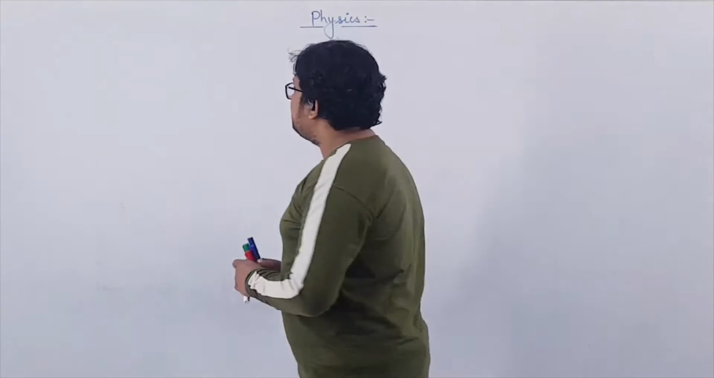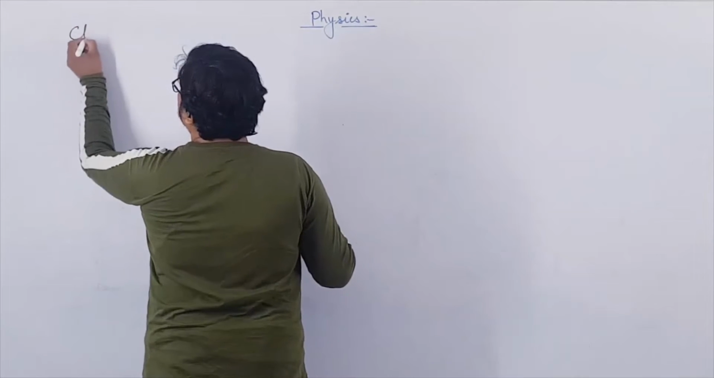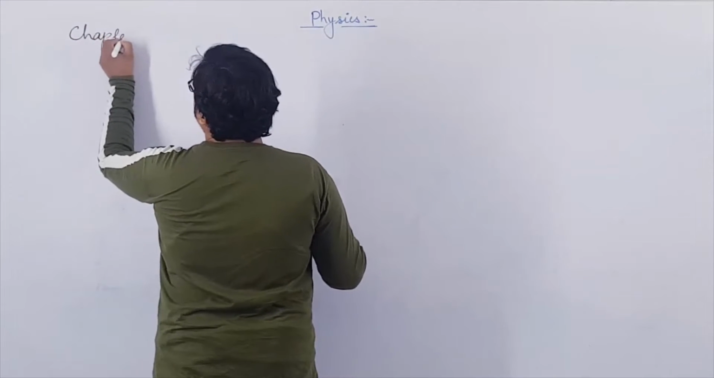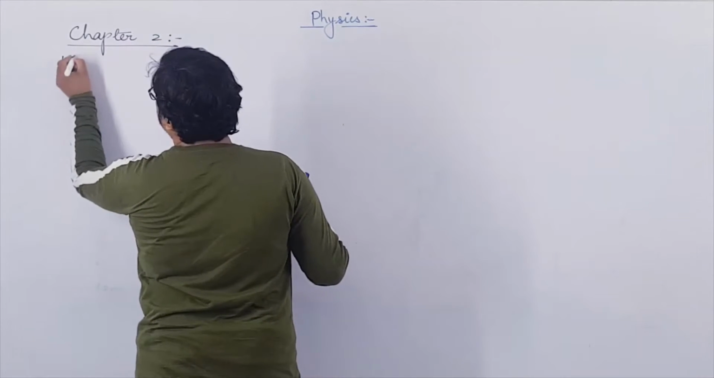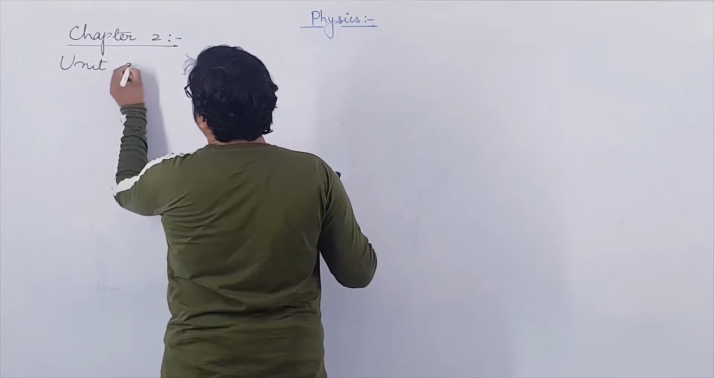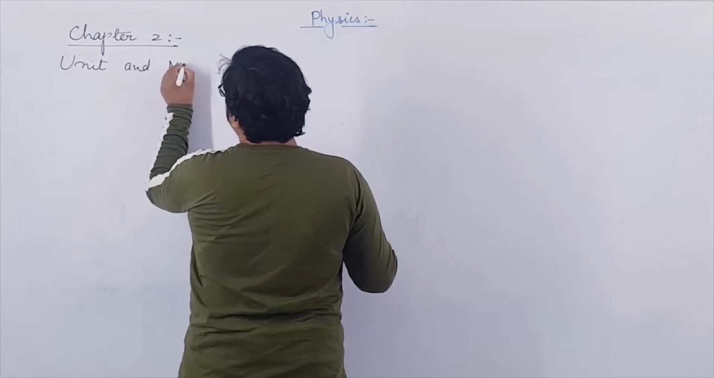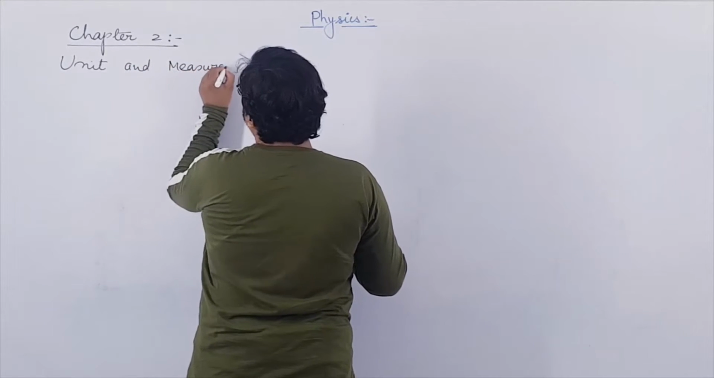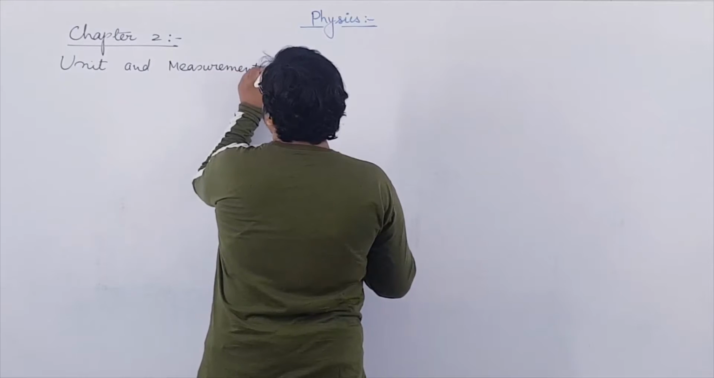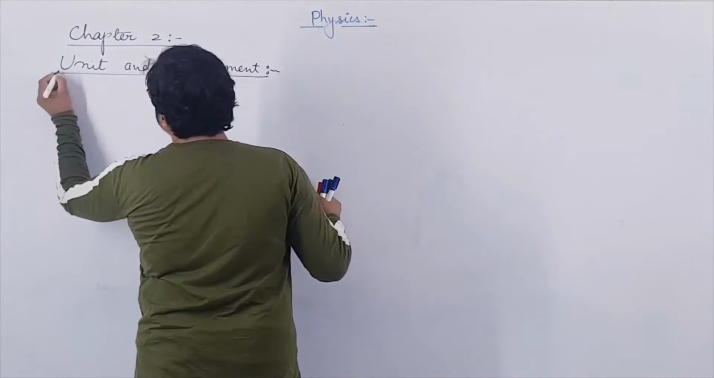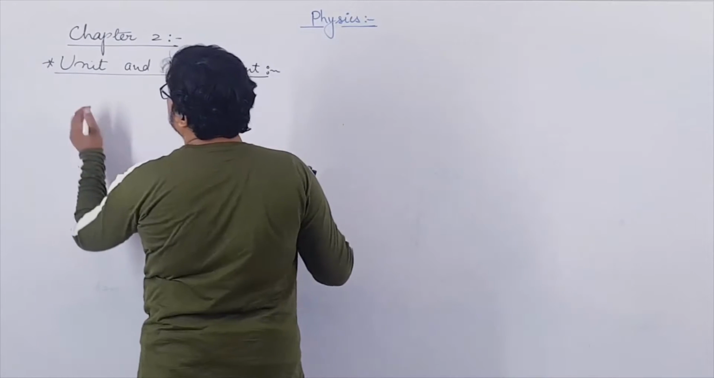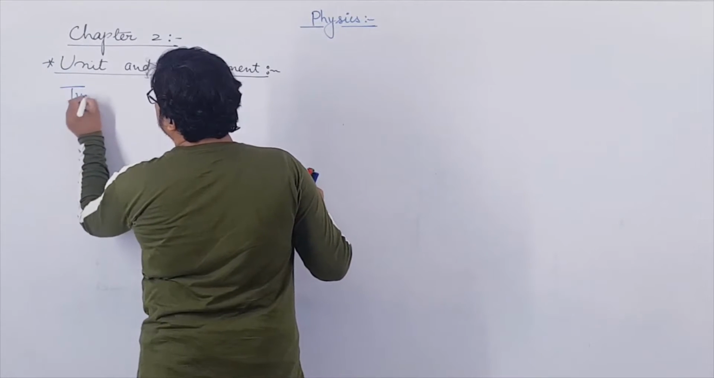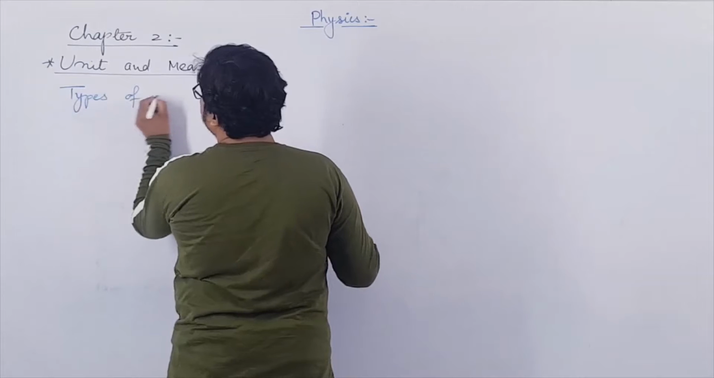So in chapter number 2, unit and measurement, in this chapter we have discussed different types of unit system.